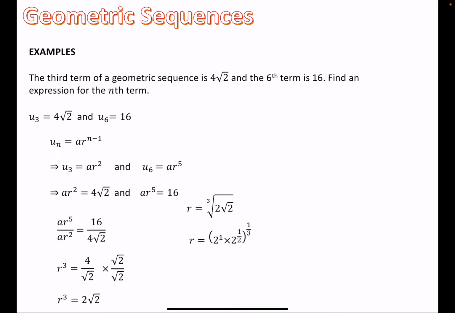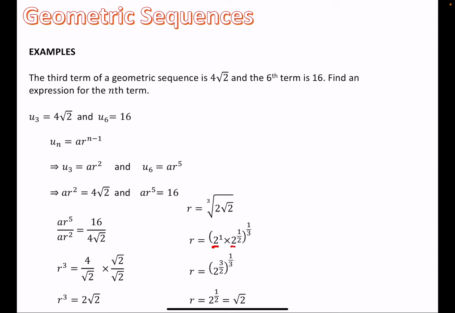So we're actually dealing with the same base here. And because we're dealing with the same base, we can simplify this a little bit better, in terms of index form at least. 2 root 2 is nice, but we want it in terms of indices to combine it with the cube root. So 2 to the power of 1 times 2 to the power of a half would be 2 to the power of 1 plus a half, which is 2 to the power of 3 halves. All to the power of a third, and as long as that's the case, we multiply those indices together, and 3 halves times a third is just 1 half. So 2 to the power of a half becomes root 2, r is equal to root 2.